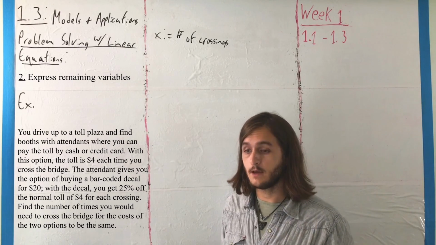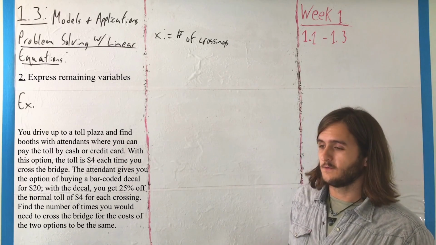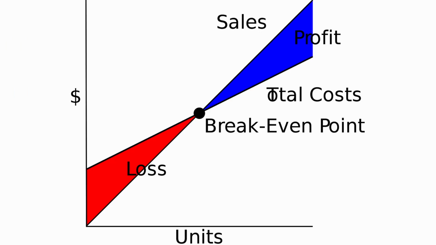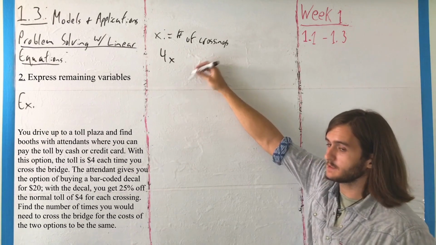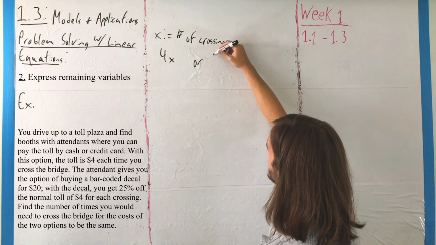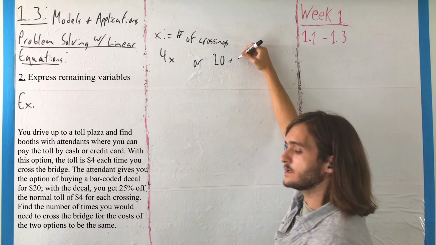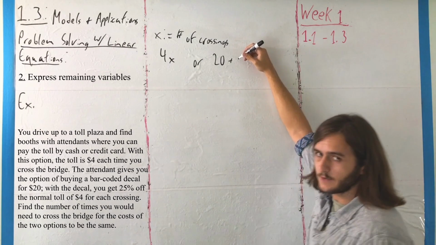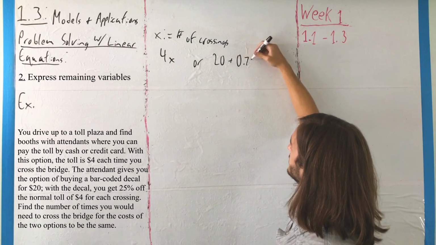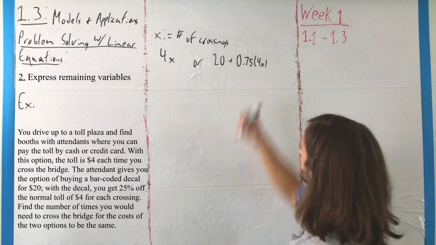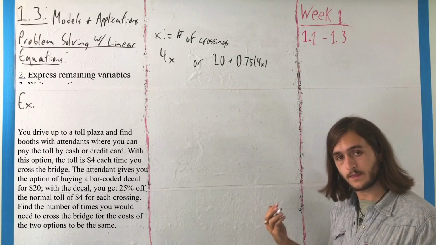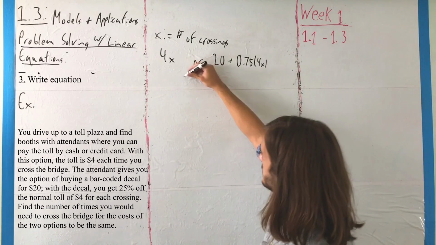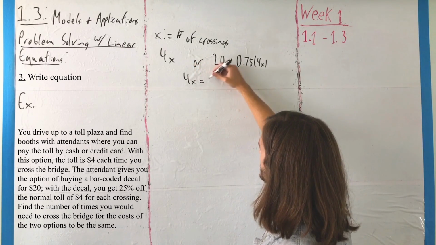That is, think in terms of financial math verbiage, the break-even point, where in one case we're paying $4 per crossing, so it would be 4 times the number of crossings x, or we can pay $20 and 3/4 of the remainder after you get a 25% discount of that $4 cost. So 20 plus 0.75 times 4x. If we're looking for the number of crossings it takes to make them the same, we set them equal to each other.